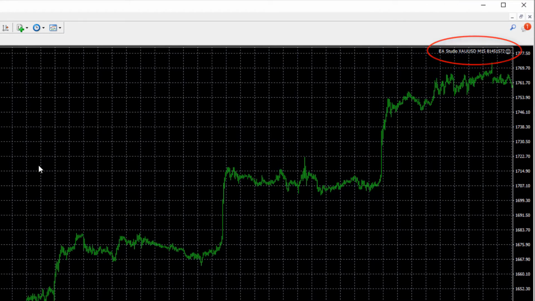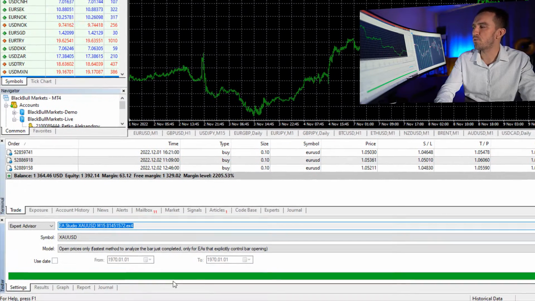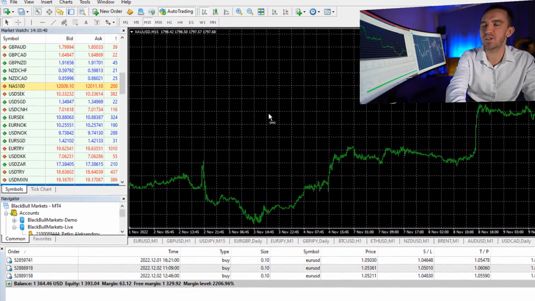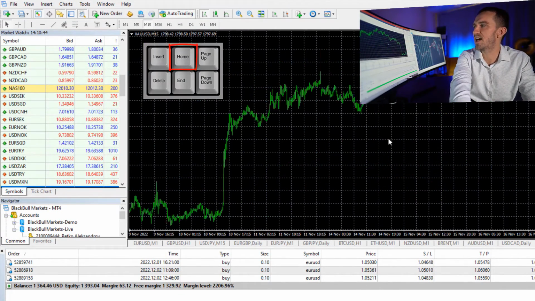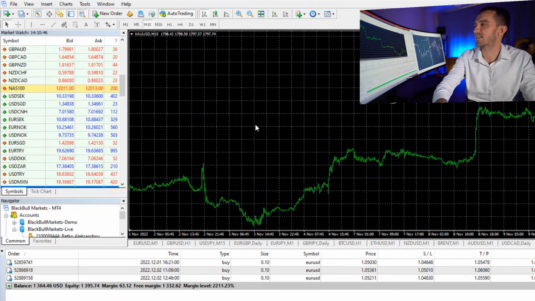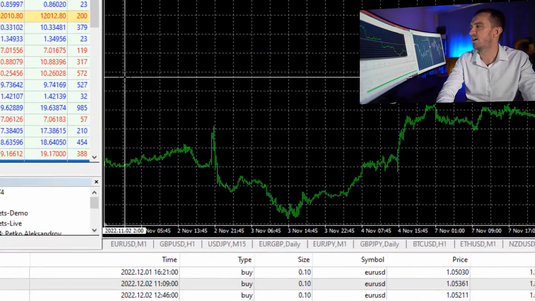However, I want to show you the backtest for this gold strategy, and I have already attached it on the chart. I will right click, go to expert advisors, and hit strategy tester. Now before you run the backtest, make sure you press the home key on your keyboard to load the maximum bars possible, and you will see that in this case MetaTrader gives me bars since the beginning of November, or that's about 1 month.